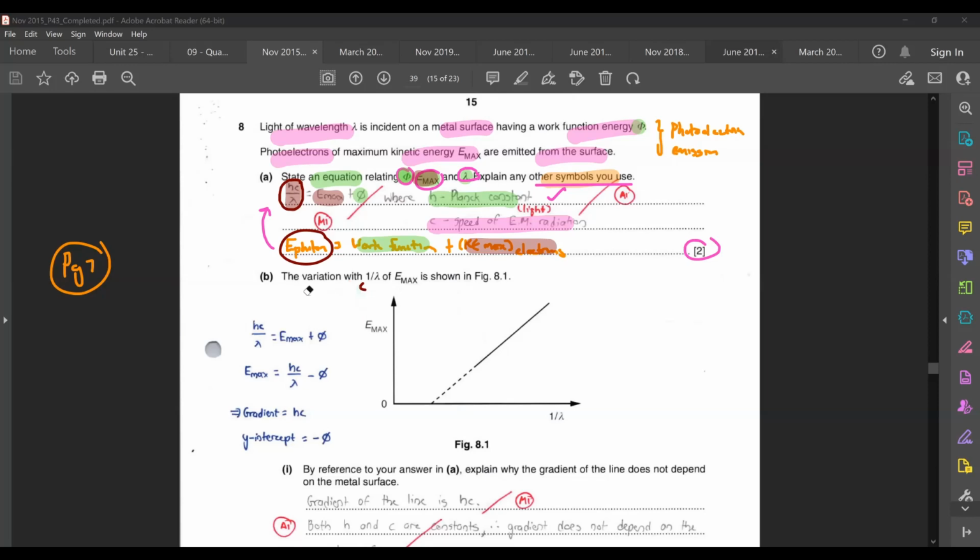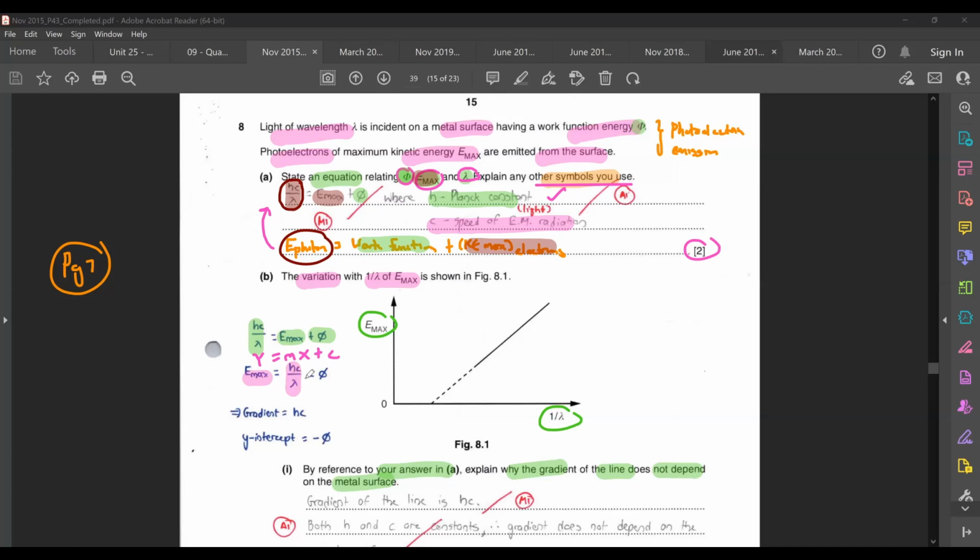For part B, they mentioned to you that the variation of Emax with 1 over lambda is as shown in the figure below. Now, by reference to your answer in A, explain why the gradient of the line does not depend on your metal surface. If you refer to the equation that you have done in A, hc over lambda equals Emax plus phi, you try to rearrange the equation such that it is in the form of y equals mx plus c. You can see here that your y-axis is Emax, your x-axis is 1 over lambda. You should be getting something like this right now.